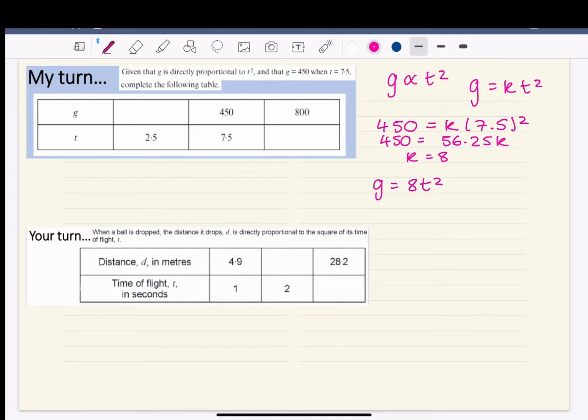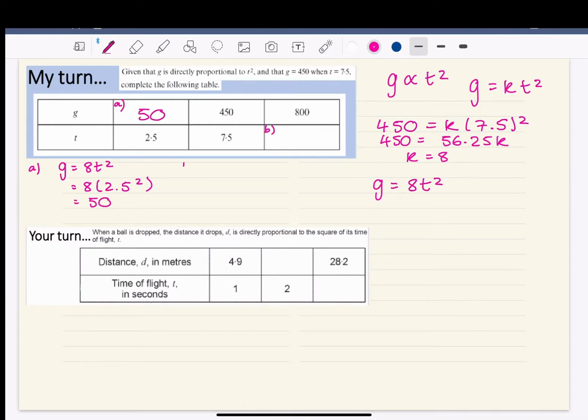So let's call this one a. I'm starting with g equals 8t squared. I don't know g, but I know t, so I get 8 times 2.5 squared. That is going to give me g is equal to 50.